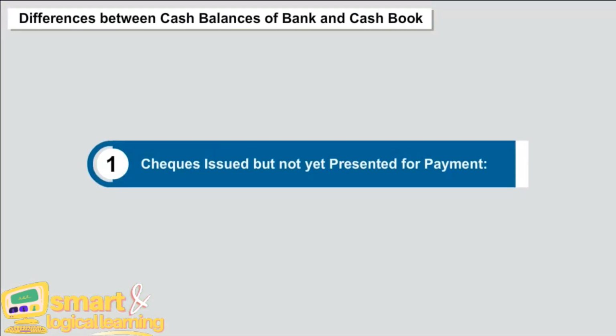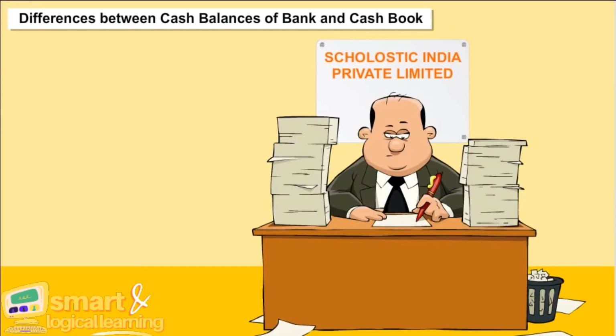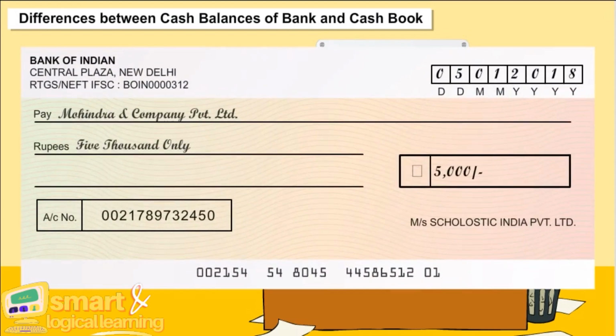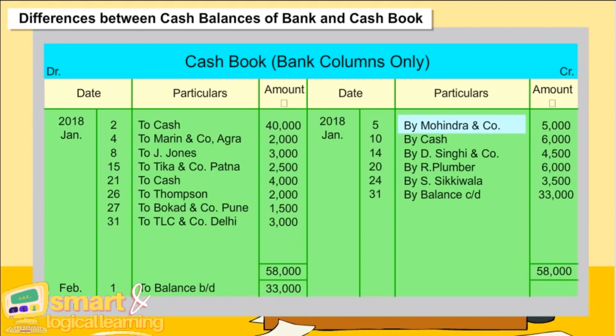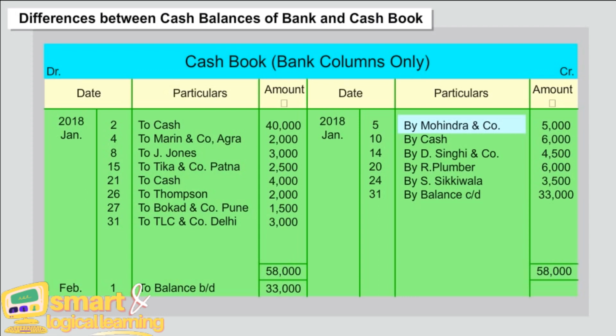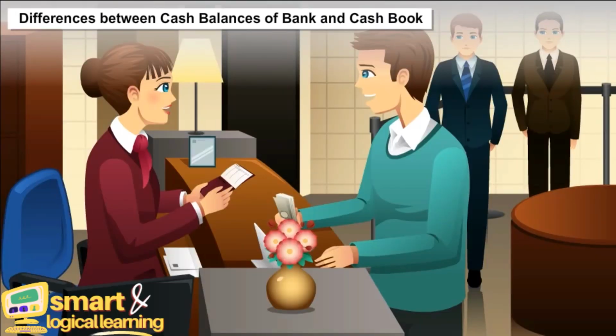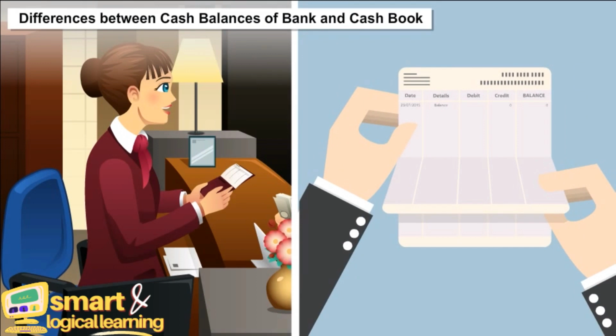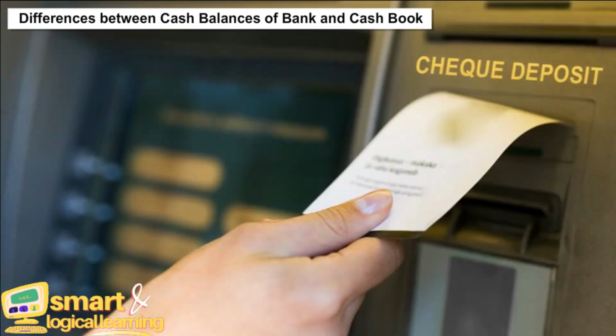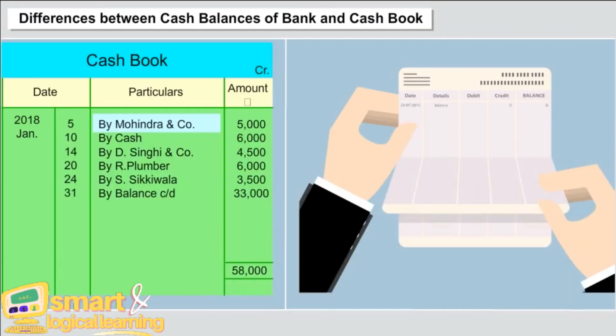1. Checks issued but not yet presented for payment. When the trader issues a check to a third party for payment, he records that amount on the credit side of the cash book in the bank column. But the bank will not record this transaction in the customer's account until the third party, that is the holder of the check or draft, presents it for payment. Therefore, in the passbook, such transactions are not recorded and thus a difference is found in both the books.